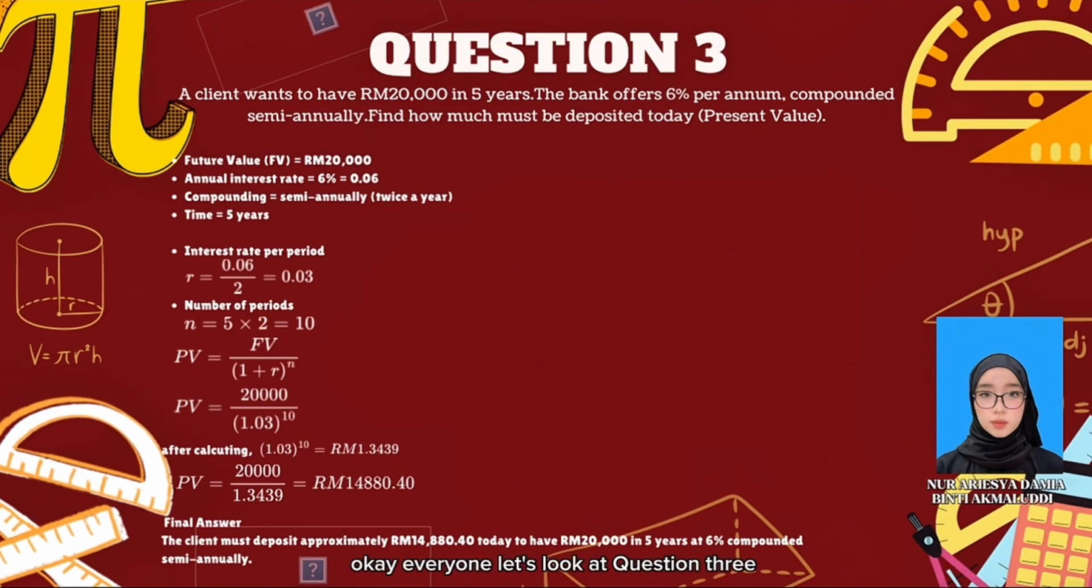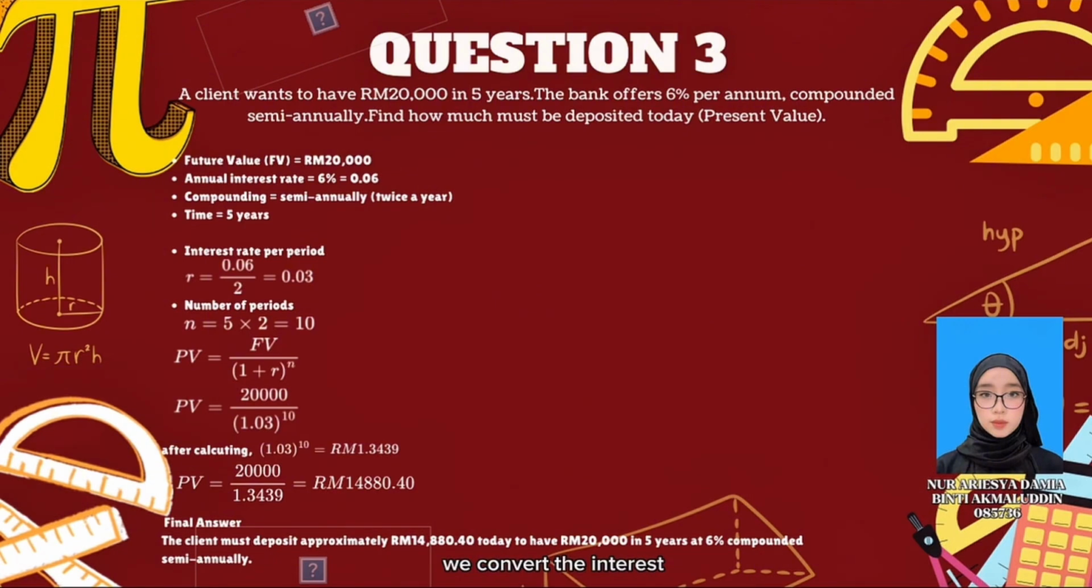Okay everyone, let's look at question 3. In this question, the client wants to have earned 20,000 after 5 years. The bank offers an interest rate of 6% per year, compounded semi-annually. Our task is to find out how much money the client must deposit today. First, let's identify the information given. The future value is Rm20,000. The interest rate is 6% per annum. The time period is 5 years and the interest is compounded semi-annually, meaning twice a year.